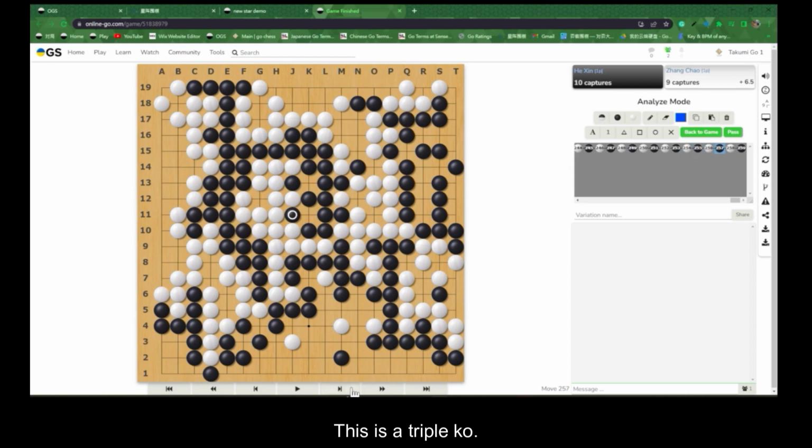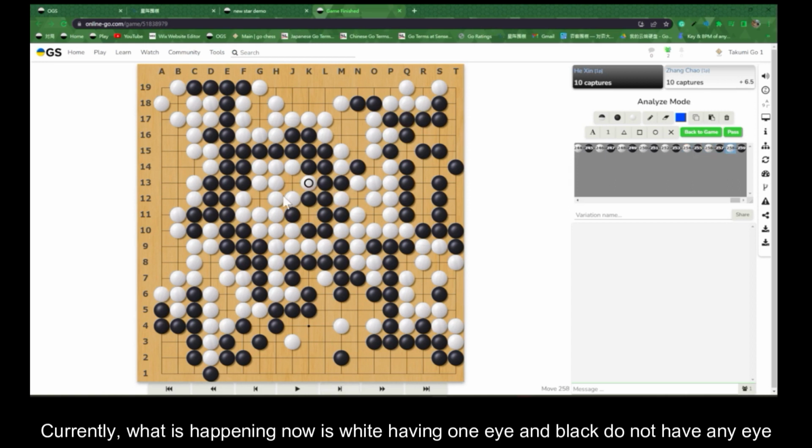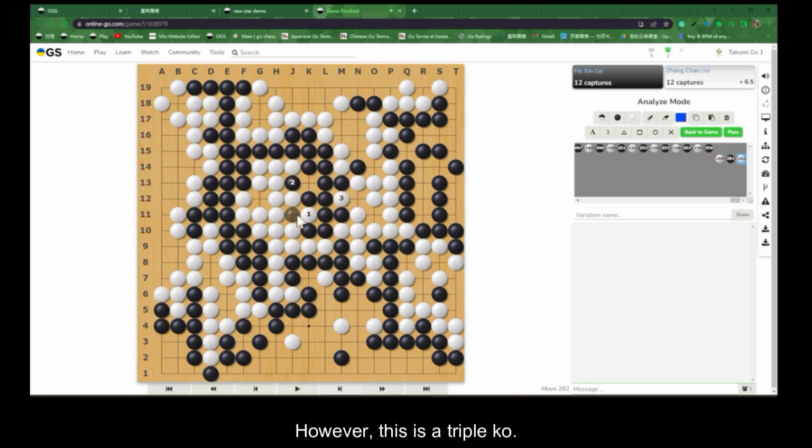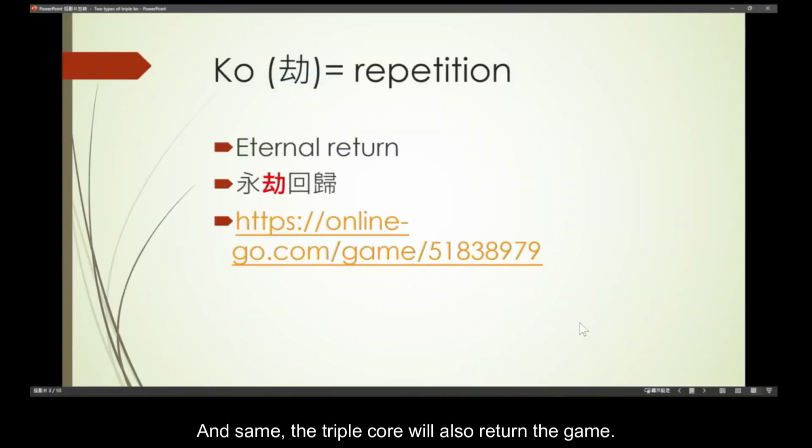This is a triple core. Currently, white has one eye and black does not have any eye. White tries to capture the black stones through the core. However, this is a triple core. They are actually repeating the game. A triple core will repeat the game. So, a core will repeat the game, and the triple core will also return the game.